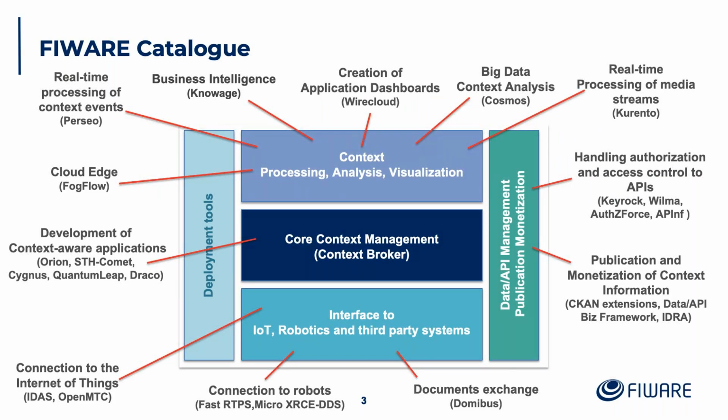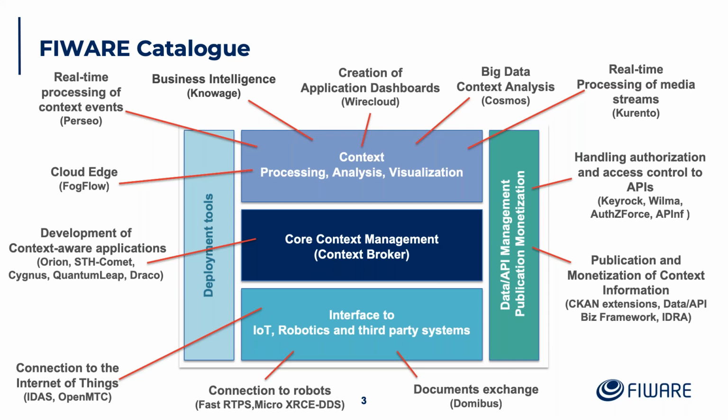The FIWARE catalog consists of 5 main areas and approximately 30 open source utilities which you are able to use around the central concept of core context management. This is the context broker. Within this particular episode, we are just going to deal with the context broker itself, but you should be aware that each element does one job and one job well.